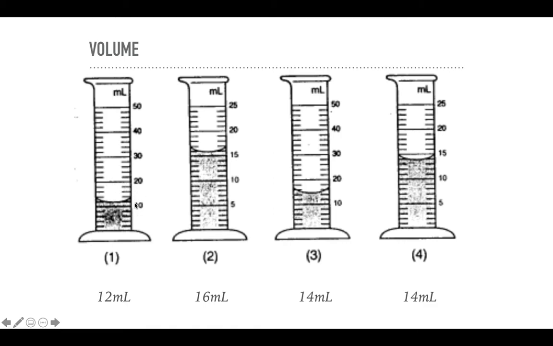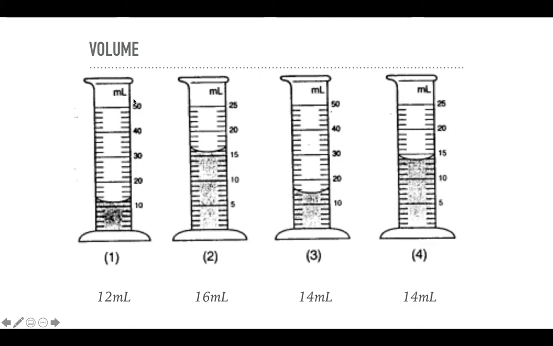How many increments do we have between 10 and 20? We have 1, 2, 3, 4, 5. So this is going by tens, and if there's 5, each one is 2. Let's check to make sure. 10, 12, 14, 16, 18, 20. Very good. So we know each one of these is 2. The bottom of the meniscus is here at the first line, which is 10, 12. So there's 12 milliliters there.